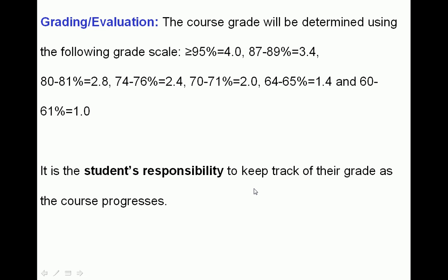Please don't keep asking me for grades all the time or asking me to look up your grade after I've already given it to you. It's your responsibility to keep track of grades as the course progresses.